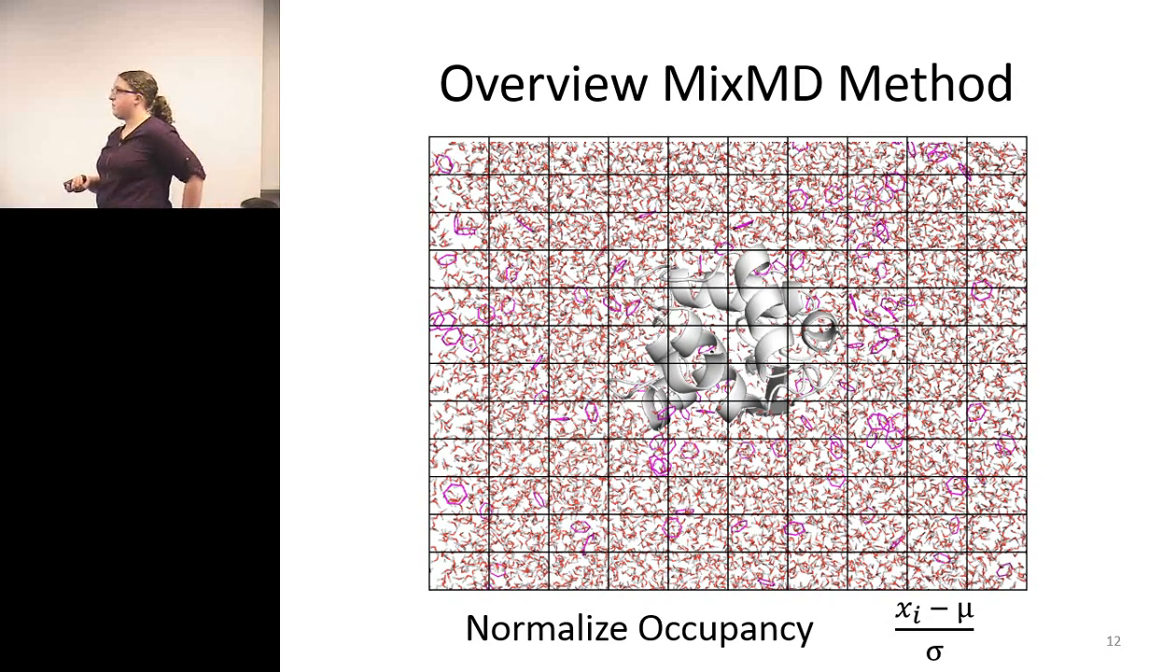Typically, we normalize the occupancy. So we take whatever the occupancy is at a grid point, subtract the mean occupancy over the entire grid, and divide by the standard deviation. This way, at each grid point, we get an occupancy in what we call sigma units, or standard deviations away from the mean. This allows us to look at these results in a way that's analogous to crystallographic density. So you can look at them in PyMol or other visualization software and contour them at different occupancy levels.